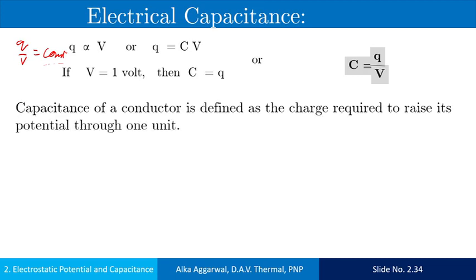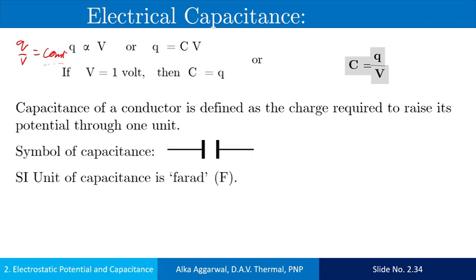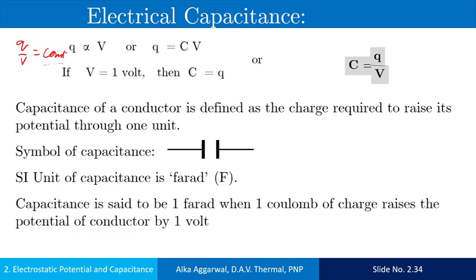So capacitance of the conductor is defined as the charge required to raise the potential through 1 unit. The unit of the capacitance is farad, and capacitance is said to be of 1 farad when 1 coulomb of charge raises the potential of the conductor by 1 volt. The practical units used for capacitance are microfarad, nanofarad, picofarad, as farad is a large unit.